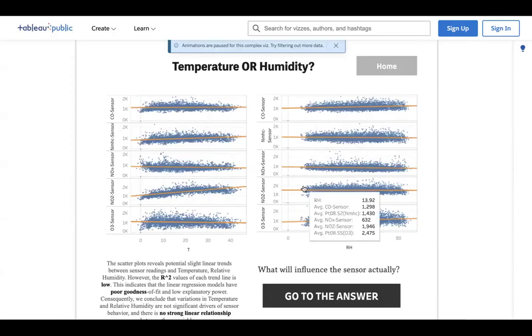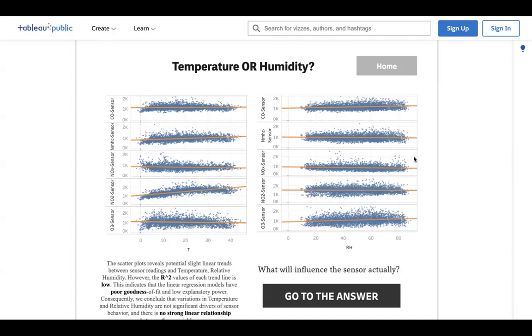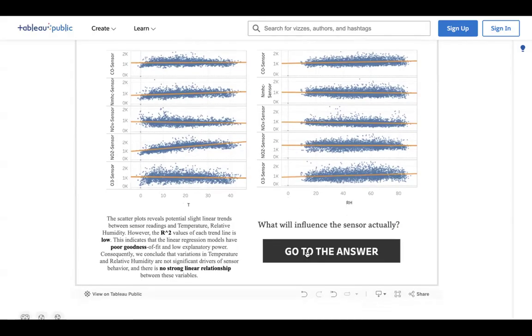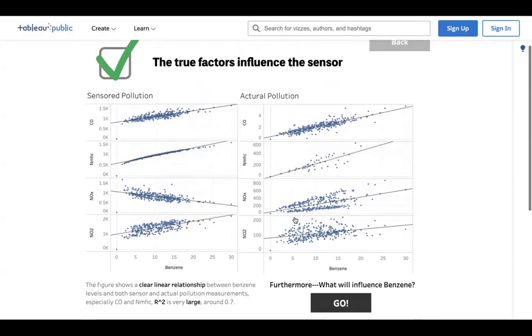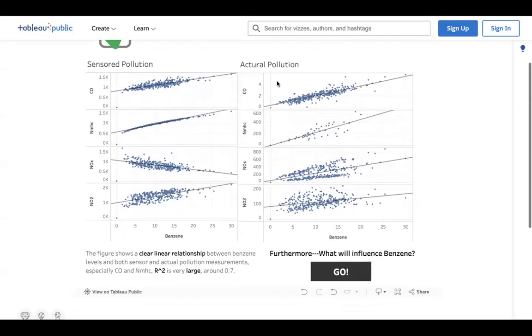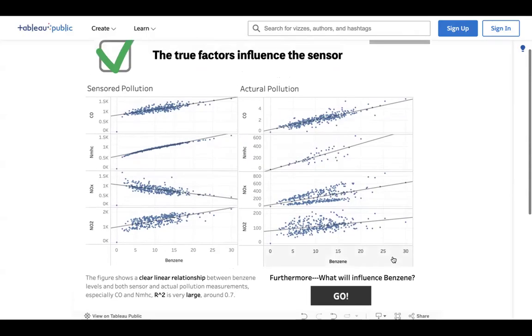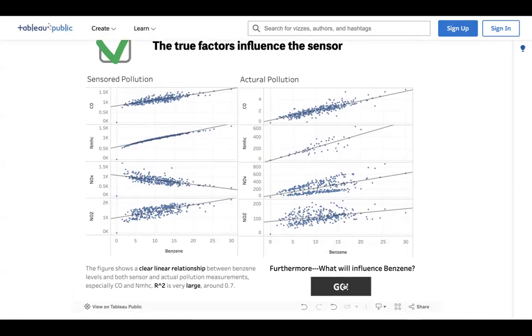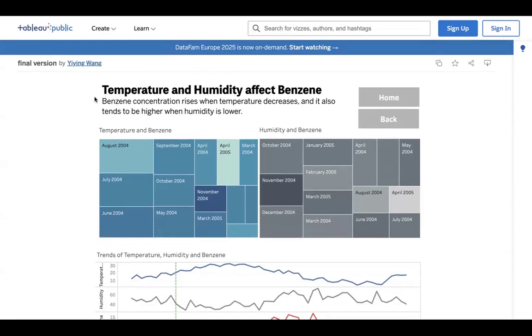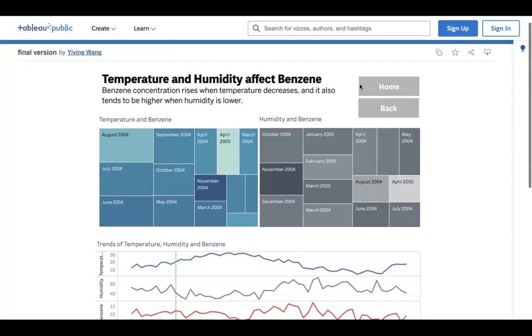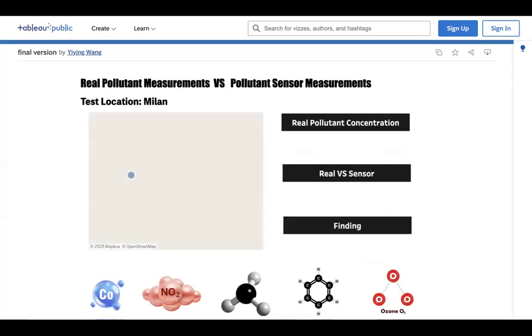We designed a step-by-step process where we first raise a question, form a hypothesis, and then explore the data to identify the true factor. To support this storytelling approach, we added interactive buttons. Like here, we have "go to the answer," then we can know what the true factor is that influences the sensor. Furthermore, what will influence our factor? Click go, and we will get our answer: temperature and humidity affect the benzene.